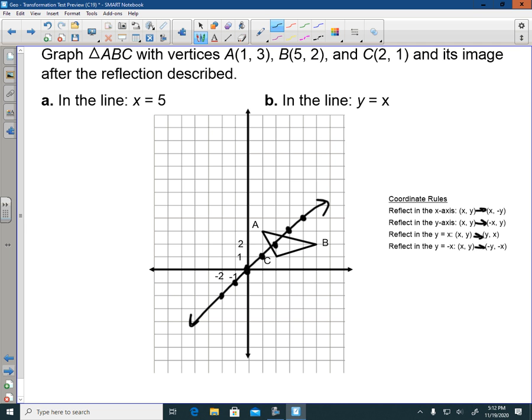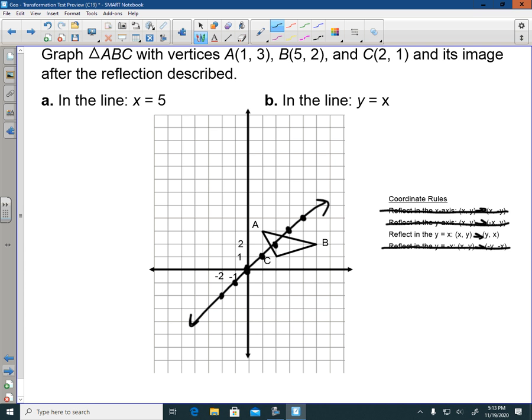Now that is not horizontal or vertical, and so we have to resort to the rules, but which one would we choose? Well, we're not reflecting in the x-axis, so we don't need that one. We're not reflecting in the y, so we don't need that one. And we're not reflecting in y equals negative x, and so we're going to choose the third rule. And what that rule tells us is take your points x and y and just flip-flop their values.